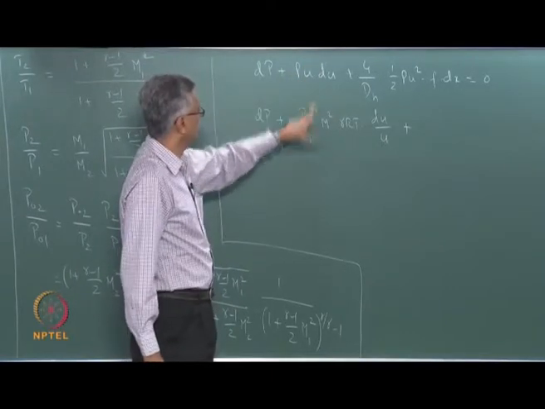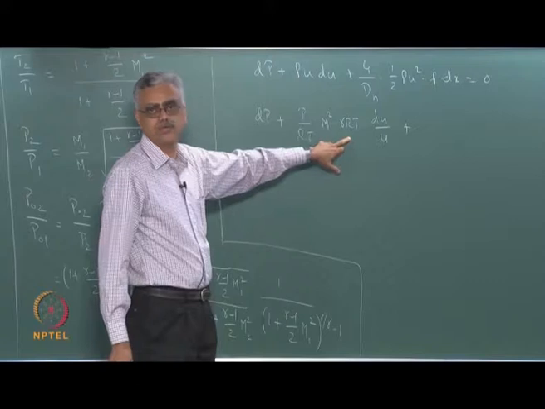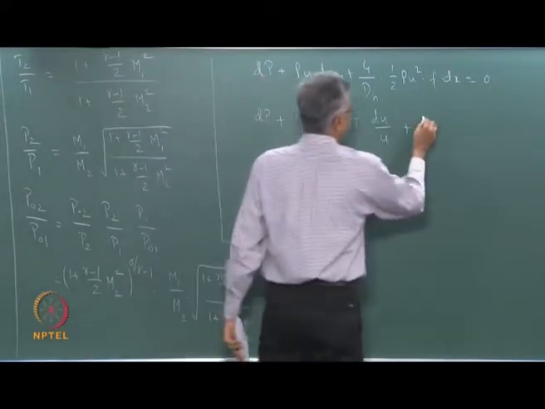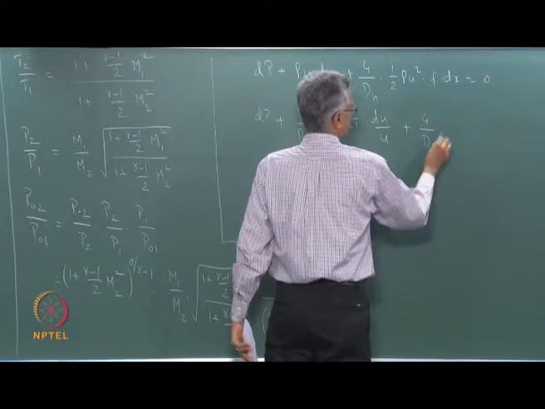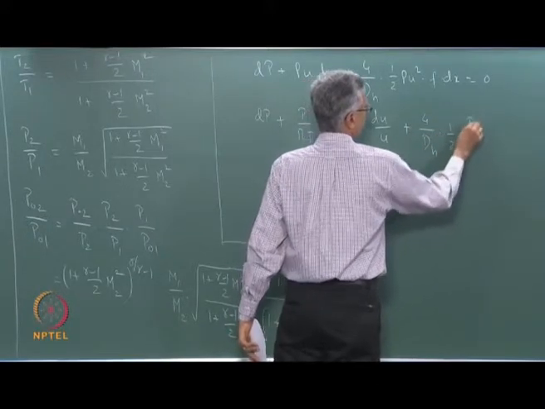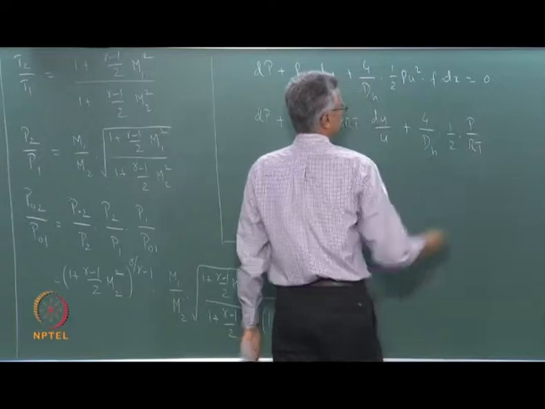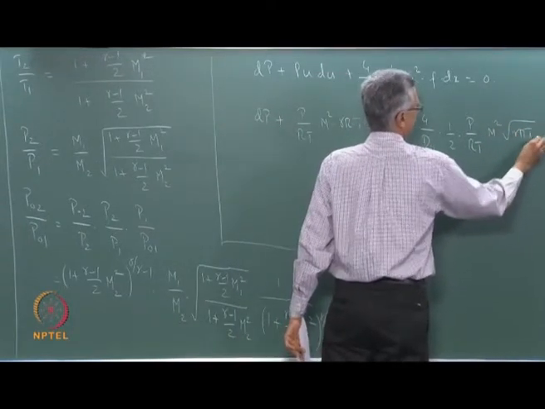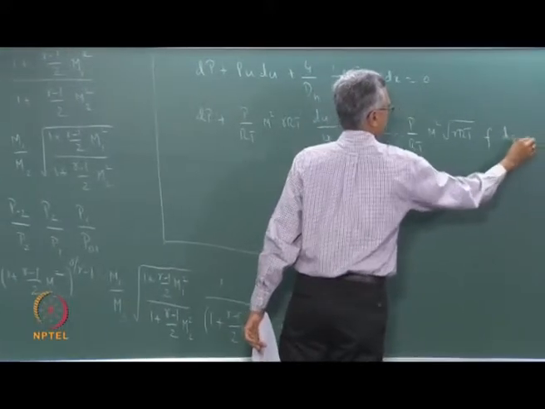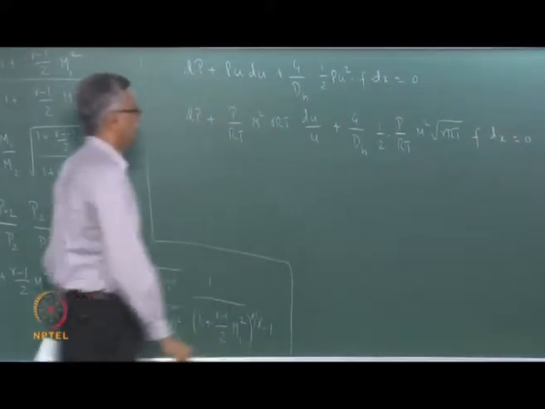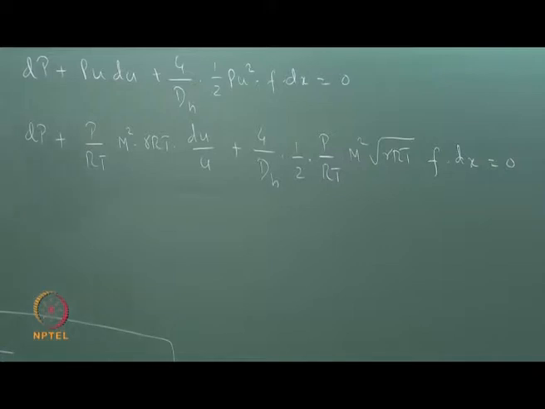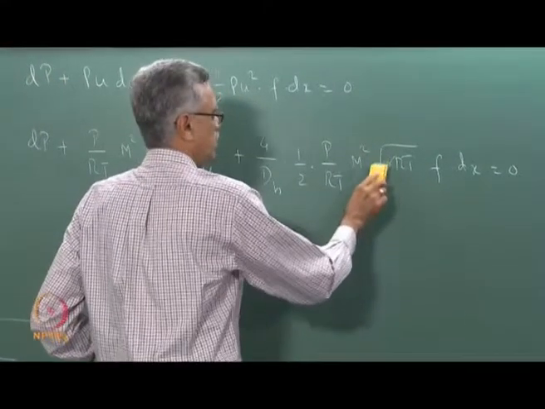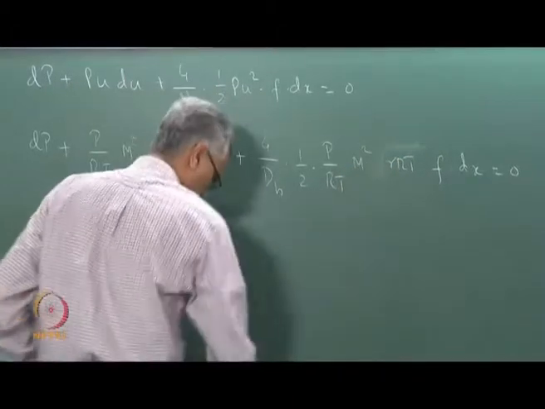So, u square can be written as M square times gamma RT, right. And I have done the same thing here, 4 over dH times 1/2 times P over RT times, again, u square is M square times gamma RT times f dx equal to 0. Oh, I am sorry, the square root disappears. So, there is no square root here.